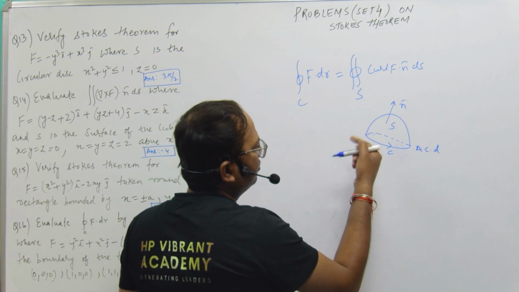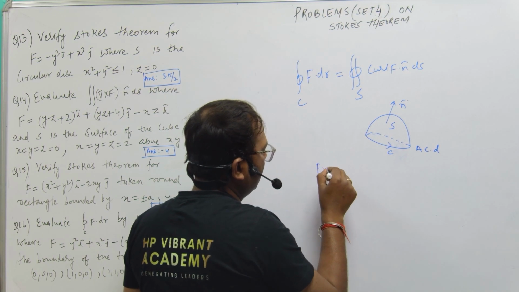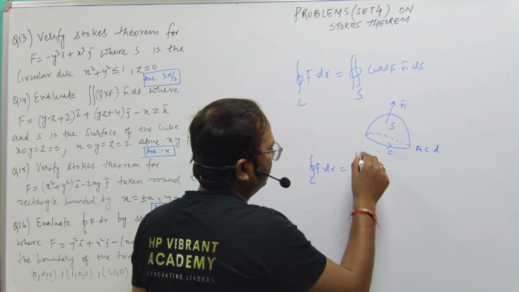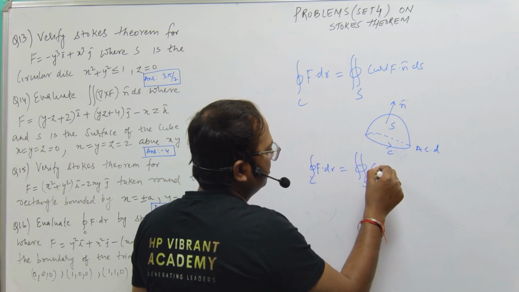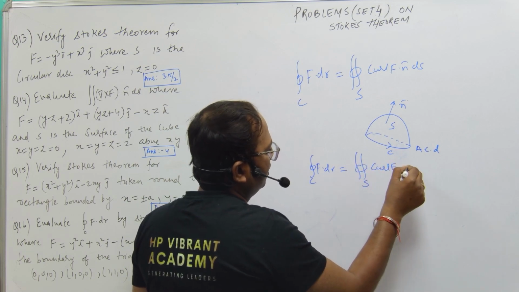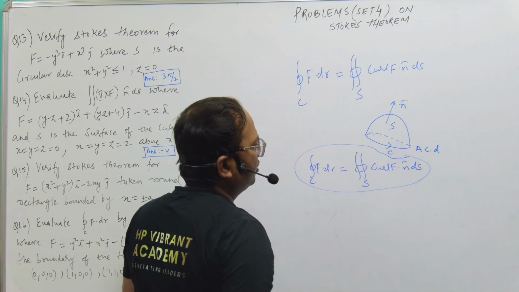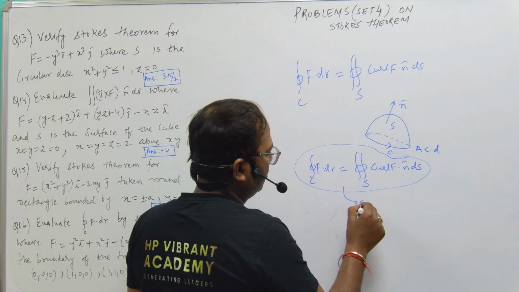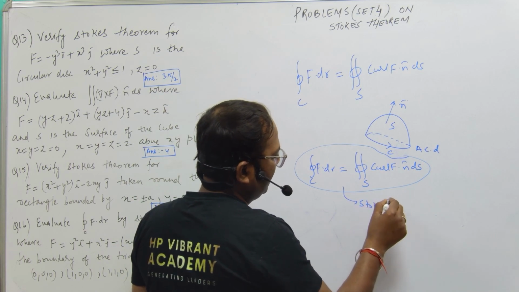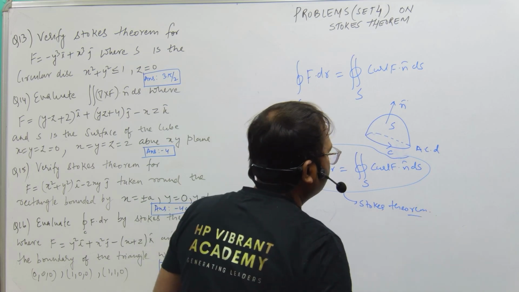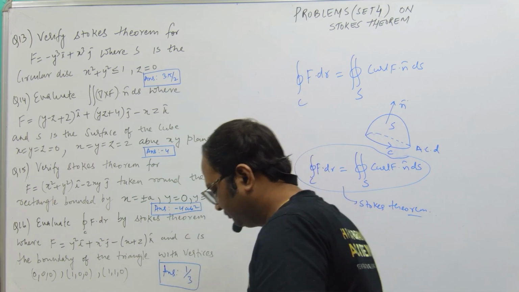So let us write down the Stokes theorem. We have along the curve C, f dot dr along the curve C is equal to the surface integral along the surface S of curl of f dot n cap into ds. This is the basic expression for the Stokes theorem. Now let us start discussing the problems one by one.